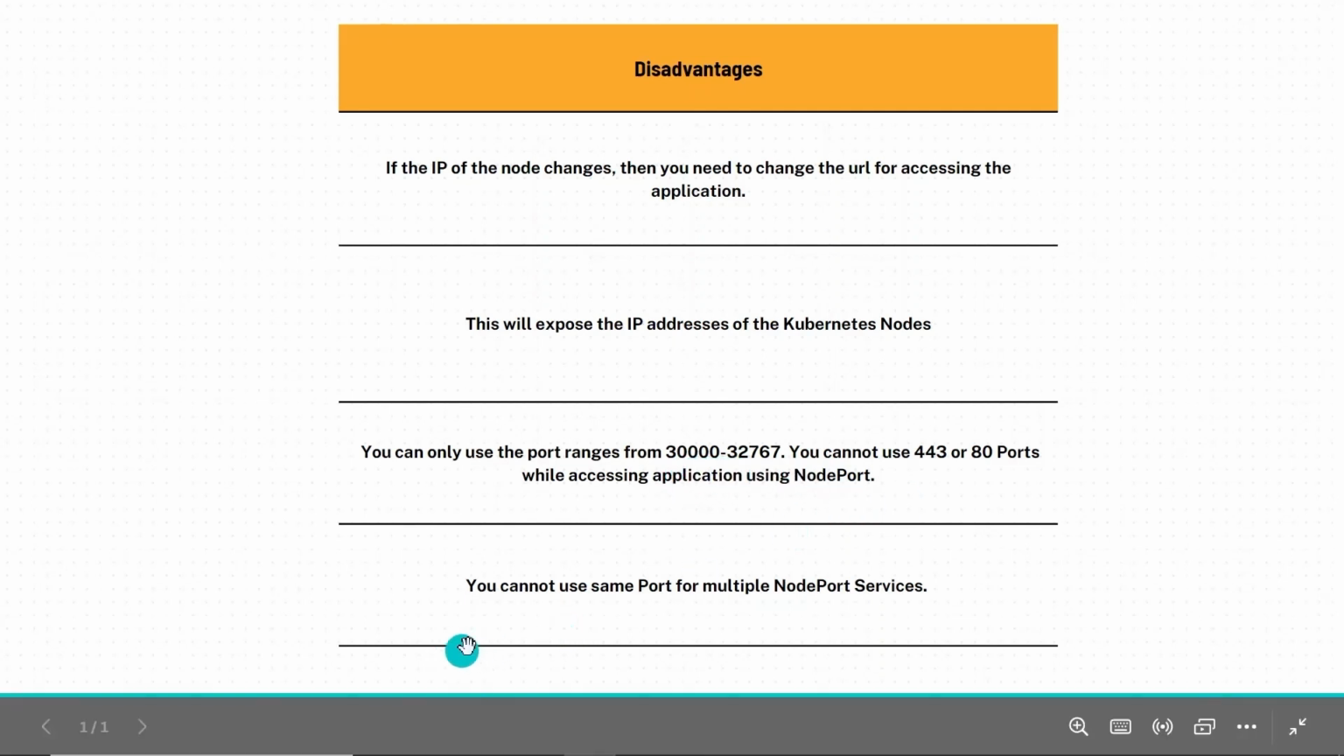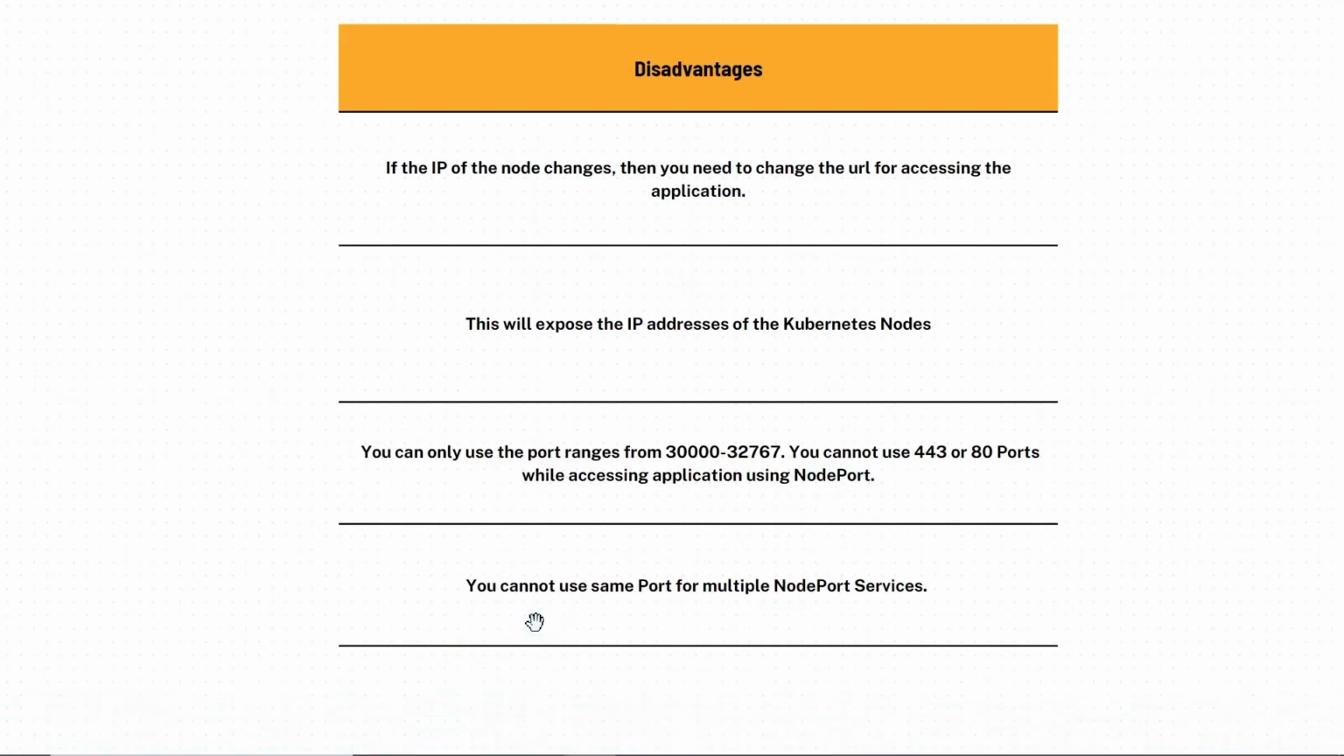And the last disadvantage is you cannot use the same node port for multiple node port services. Let's say you are using 31000 for accessing one of the applications, and if you want to create a node port for another application with the same port, you cannot. If you want to create it, you have to use another port, for example 31001, 31002, something like that. You cannot use the same port for creating multiple node port services.